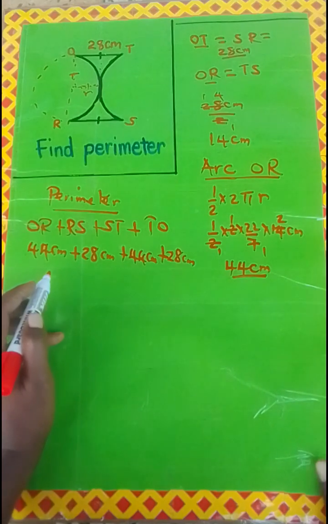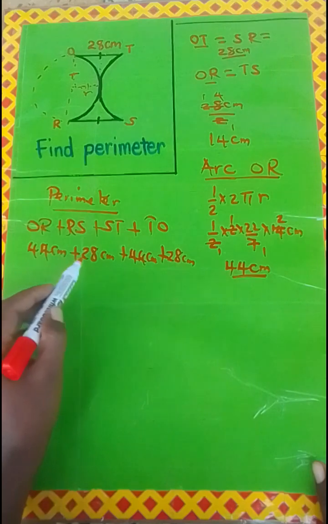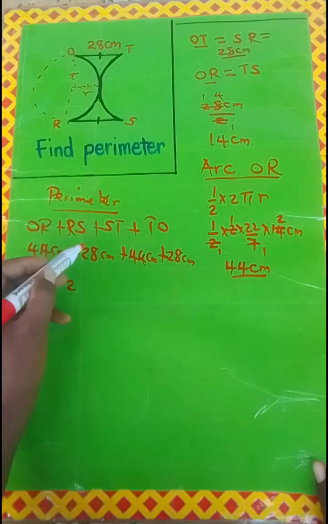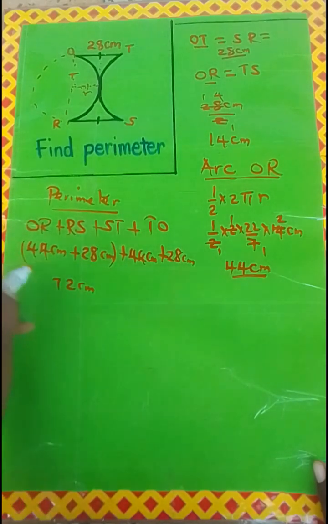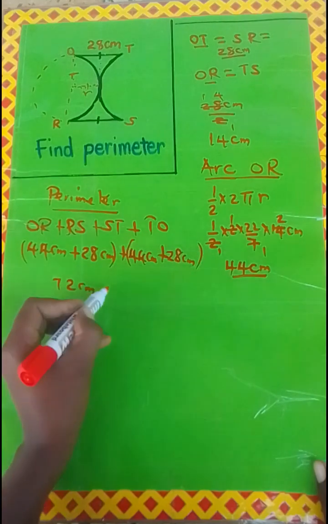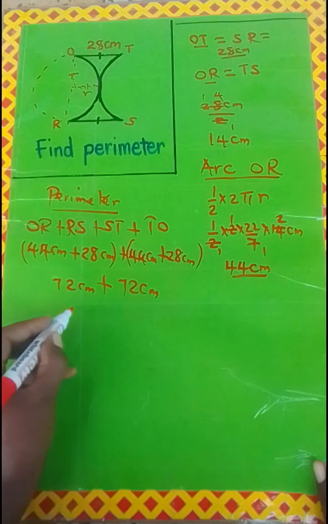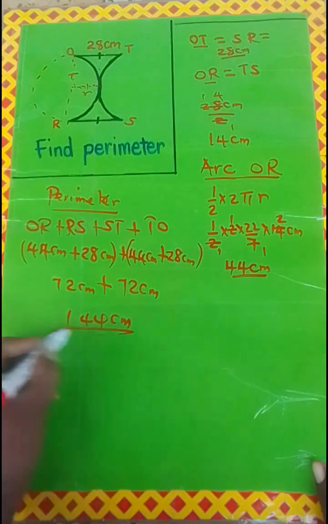Now, when we add 44 centimeters plus 28, what do we get? Here is 12, 2, regroup 1, is 72 centimeters. So here we get 72, meaning here we also get 72. 72 plus 72 is 144. And that is our perimeter.